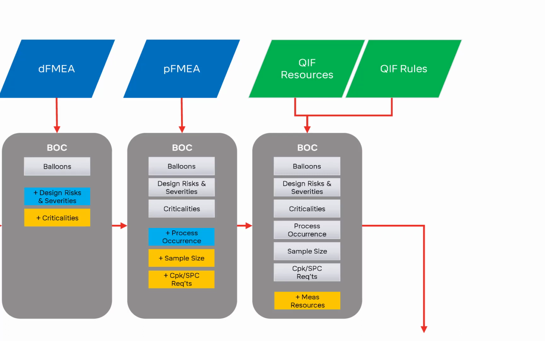And then our final step to create the control plan would be to actually assign measurement resources to each characteristic in the bill of characteristics. You could use QIF for this. So we have QIF resources, QIF rules that I mentioned earlier. That could be employed to come up with a really consistent way to start to apply measurement resources to your bill of characteristics. And so at this stage, you would have what's called a control plan.